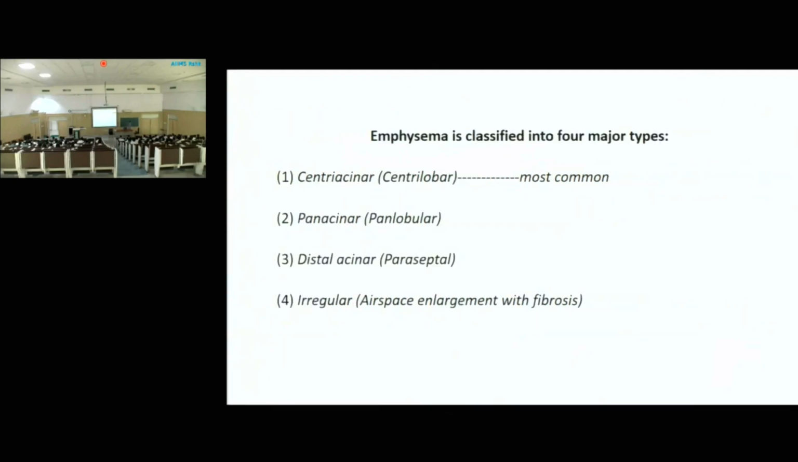So there are mainly 4 types. Right? First is the centriacinar. I will tell you what is meant by centriacinar, all those things we will cover. First is the centriacinar. Second is the panacinar. Third is the paraseptal or distal. And fourth is the irregular.